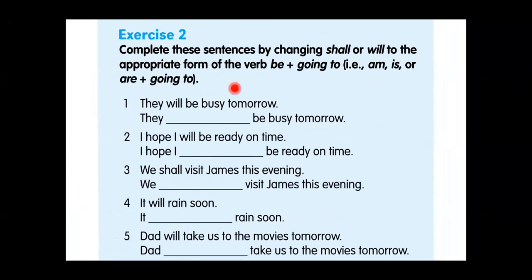Complete these sentences by changing shall or will to the appropriate form of the verb be plus going to. That is am, is, or are plus going to. So here you have to use be forms. What are be forms? Am, is, are. These are known as be forms. Have, has, was, were are also be forms. Verb be forms.